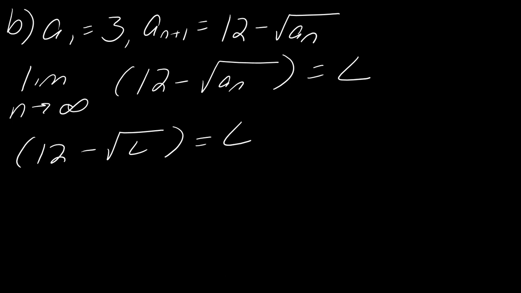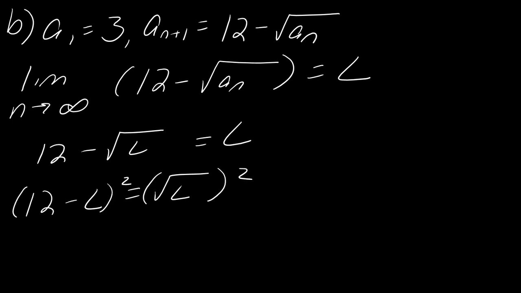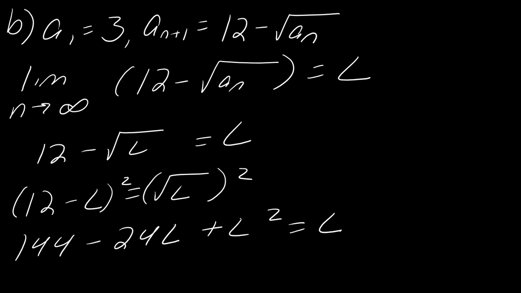Okay, so here's now what I need to go through and solve. The easiest way to handle this problem is to isolate the square root. So I'm going to rewrite this as 12 minus L equals the square root of L. I brought this over to one side and the L over to the other side. Now I can square both sides. On the left side, I'm going to have to FOIL this. So this is going to be 144 minus 24L plus L squared equals L. Then I can subtract off the L.